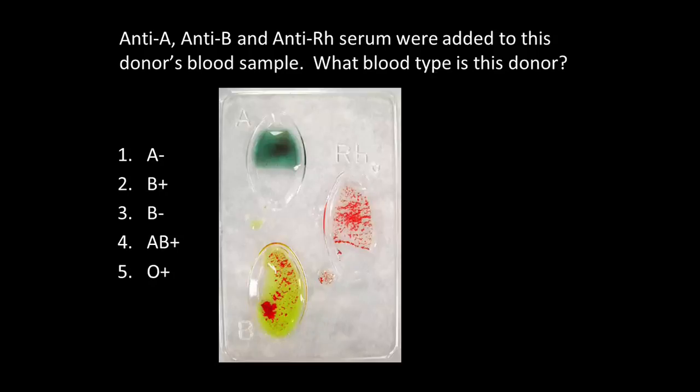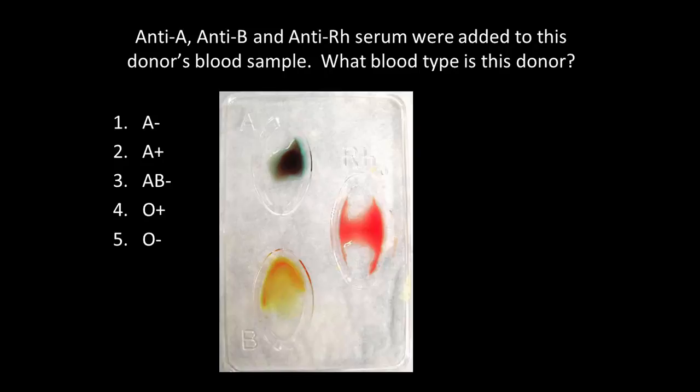Here's a question. So here, anti-A was added to this sample. This is all from the same person, and we're going to test to see whether or not they are A, B, or O, and whether they're positive or negative for Rh. So in A, we added anti-A, and we saw no clumping reaction. In here, we added anti-B, and we saw clumping. And here we added anti-Rh and we see clumping. So what blood type are they? And they are, hopefully you got this answer right, number 2, B positive.